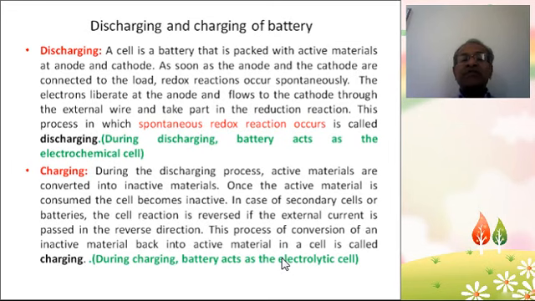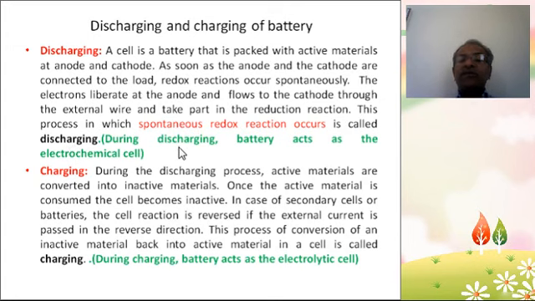In discharging, a cell or a battery is packed with the active materials at the anode and cathode. As soon as the anode and cathode are connected to the load, the redox reactions occur spontaneously. The electrons liberate at the anode and flow to the cathode through the external wire and take part in the reduction reaction. This process in which the spontaneous redox reaction occurs is called discharging.